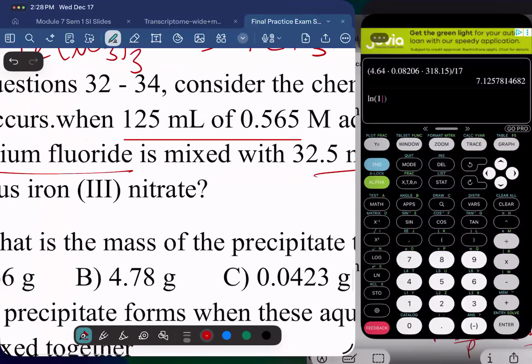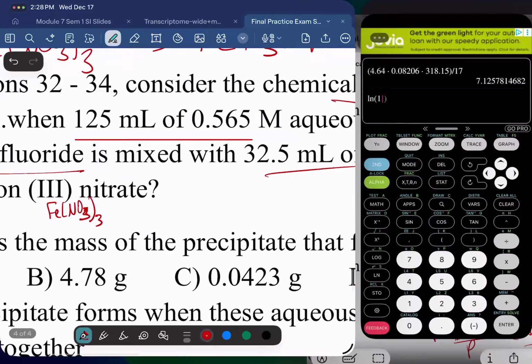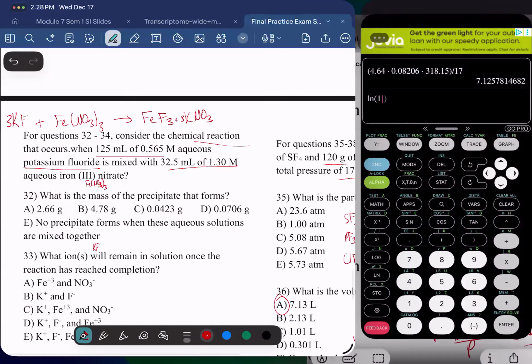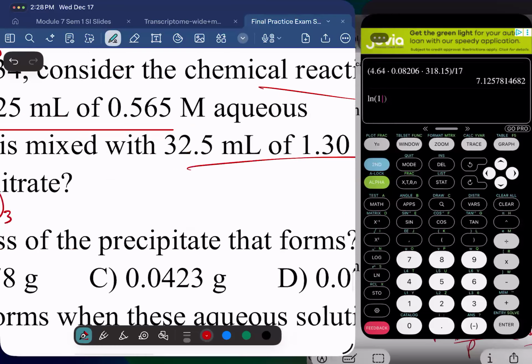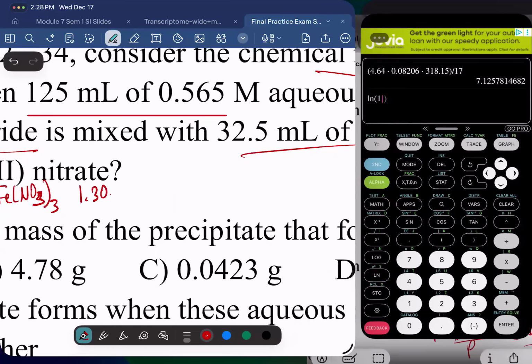And over here, I'm going to do iron 3 nitrate. So Fe(NO3)3 like so. I'm going to start off with iron 3 nitrate. So we have 1.3 moles over liters, right? That's the molarity, times 0.0325 liters. And so now we have moles of nitrate.